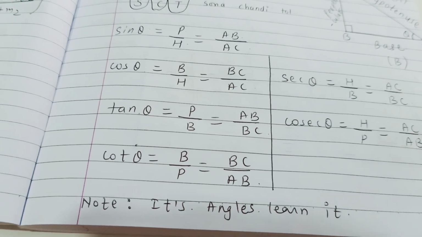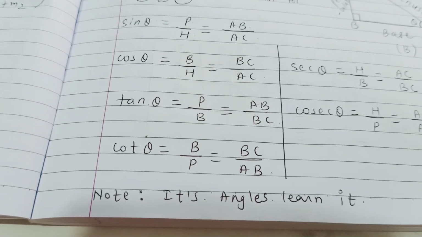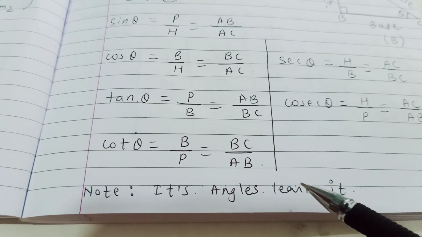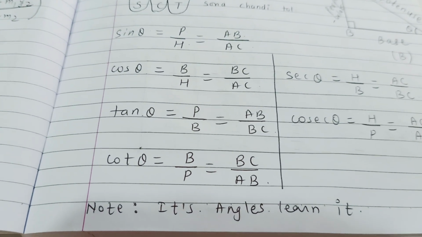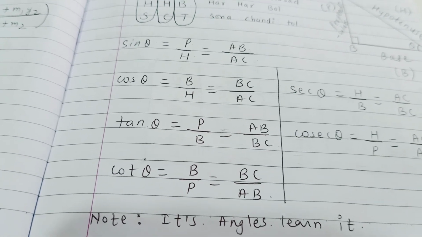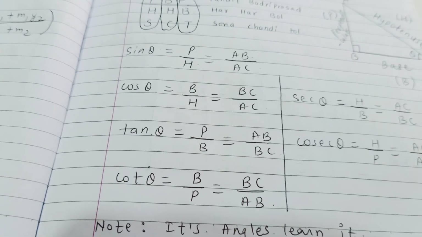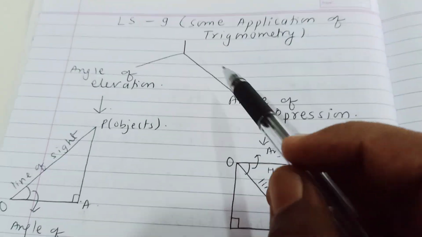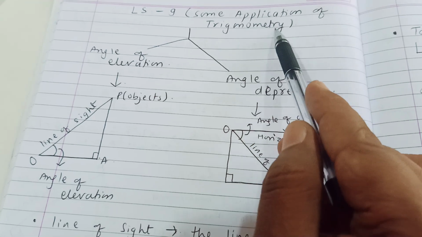That is AC upon AB. Clear? And now one more thing. Its angles you have to learn: sin 0 degree, cos 0, sin 30, cos 30, till cosec 30, cosec 90, till this, all the things you have to learn. And now lesson number 9, that is some application of trigonometry.